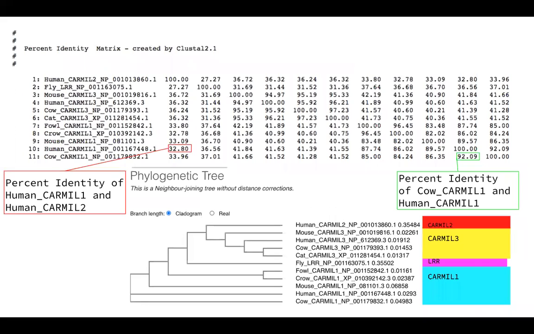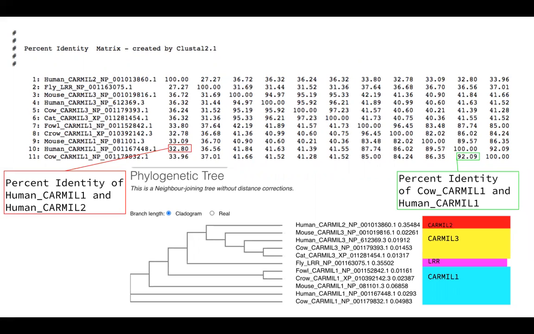Now, taking a look at percent identities, I noticed that when they share the same organism but different protein, such as Caramel 1 and Caramel 2 for both humans, it has a low percent identity. But when it's the same protein and different organism, like cow Caramel 1 and human Caramel 1, it has a higher percent identity. So I guess this makes sense because the same proteins should technically be more similar.